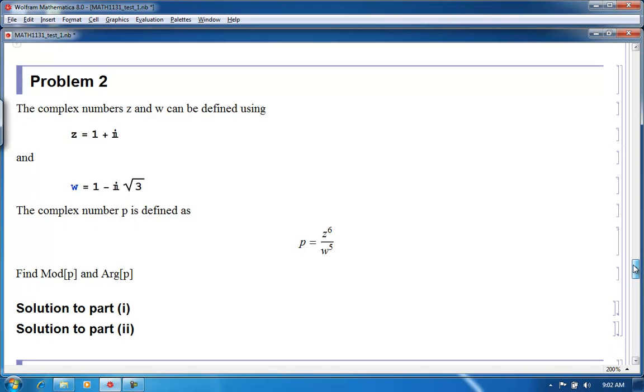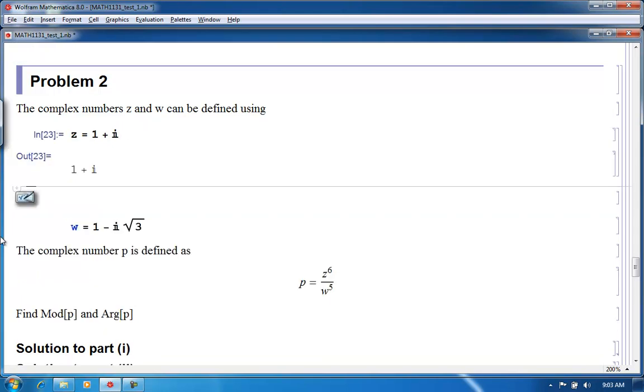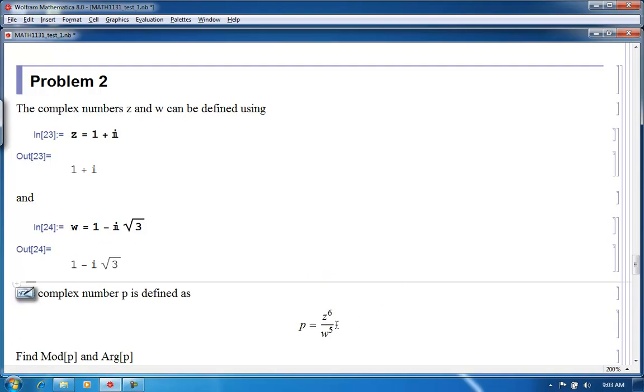Let's go on to problem 2 now. So we're going to define two complex numbers, z equals 1 plus i and w equals 1 minus i root 3. So let's establish those. And we're going to find the modulus and argument of the complex number p, whose value is z to the 6th divided by w to the 5th. So let's do that.